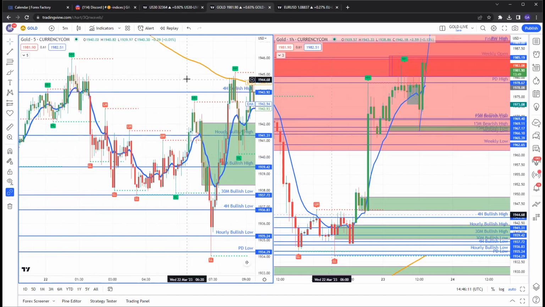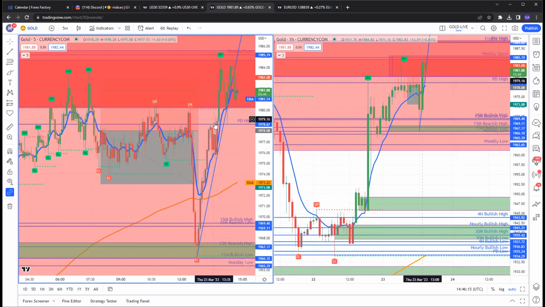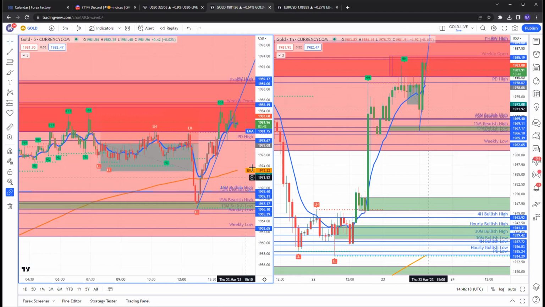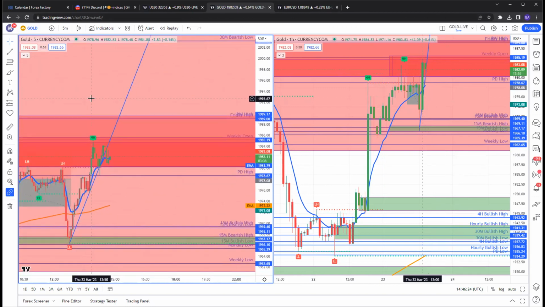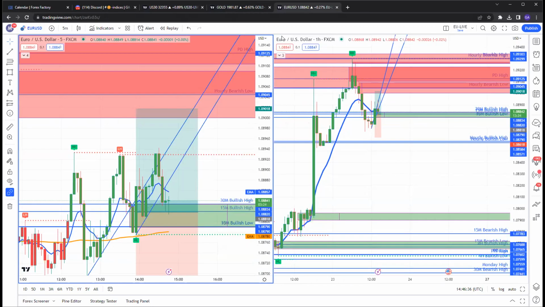Mm-hmm. Okay. Yeah, I just don't understand the lines though, like all these different lines you got, the bullish, okay. So those lines are order blocks. So other than the previous weekly high, previous weekly low, those are order blocks. You know what order blocks are? Yeah, kind of. Okay.